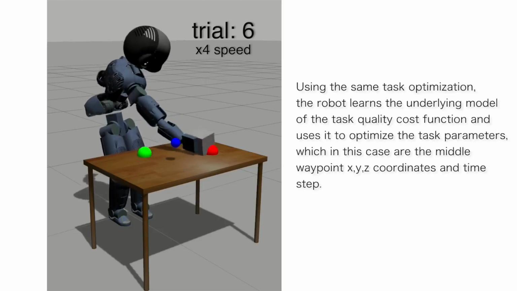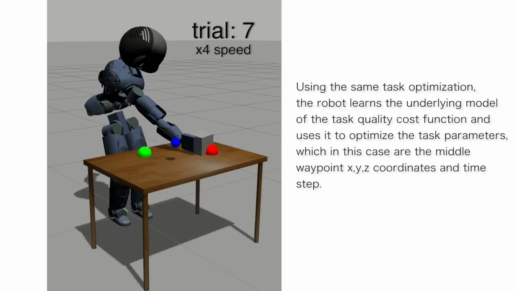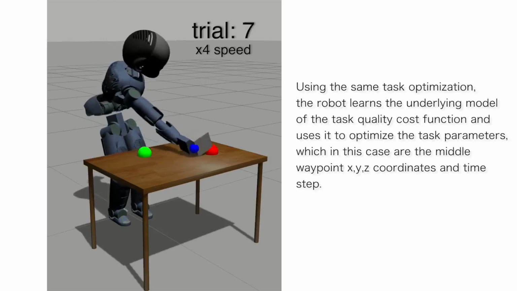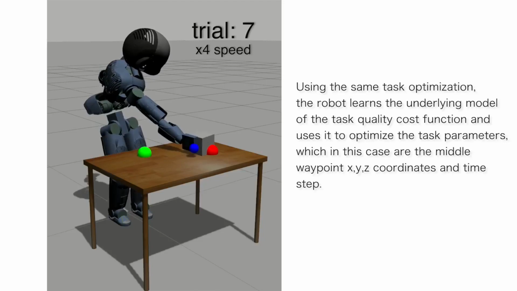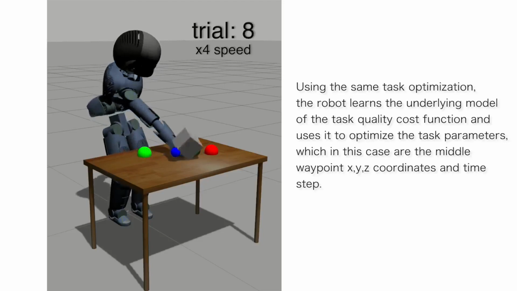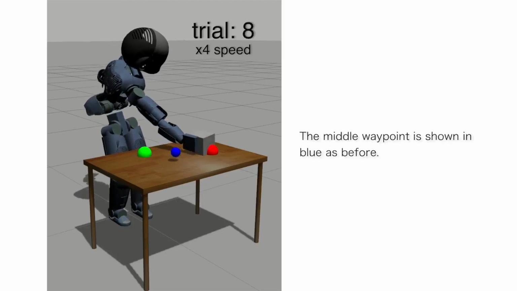Using the same task optimization, the robot learns the underlying model of the task quality cost function and uses it to optimize the task parameters, which in this case are the middle waypoint XYZ coordinates and time step. The middle waypoint is shown in blue as before.